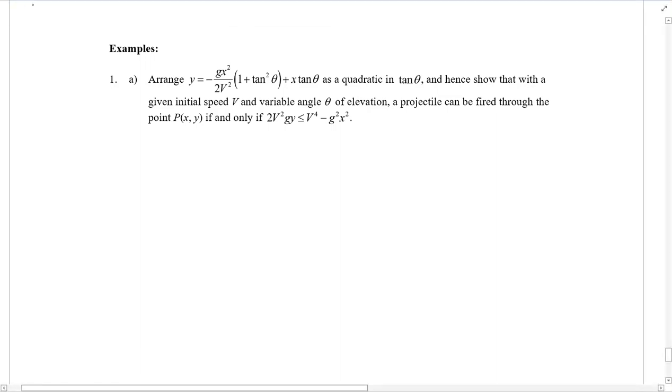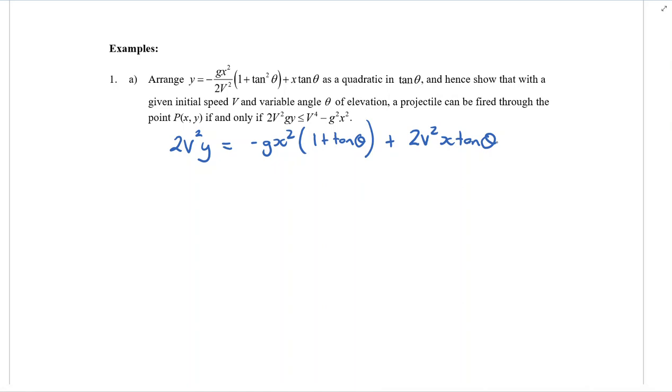That means I multiply it to the y, so it would be 2v squared y on the left side minus gx squared, because I've times the denominator away, bracket 1 plus tan squared theta. But because I have this extra term on the end, I have to multiply it by the 2v squared as well. So it's going to be a 2v squared x tan theta. So each thing has been multiplied by the 2v squared. Did I forget a squared? Yeah, there's a squared. Thank you.